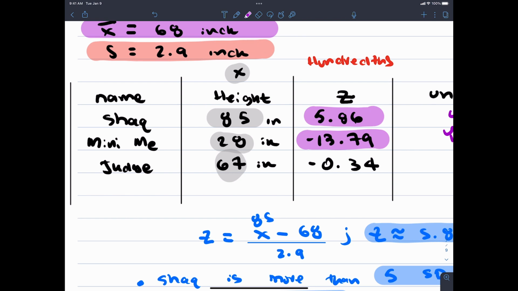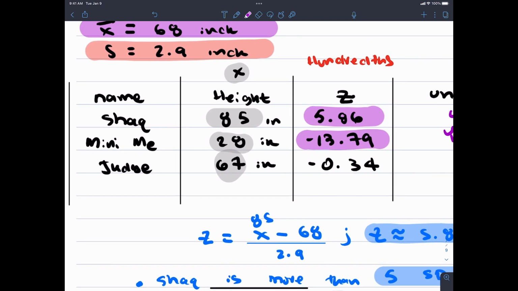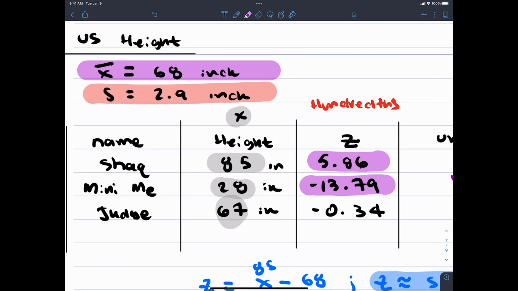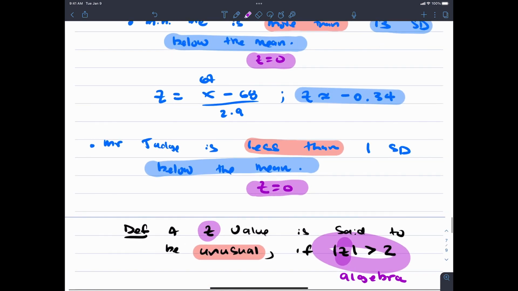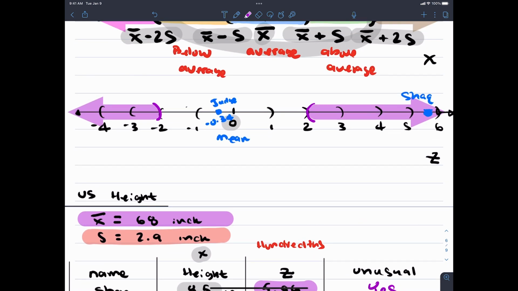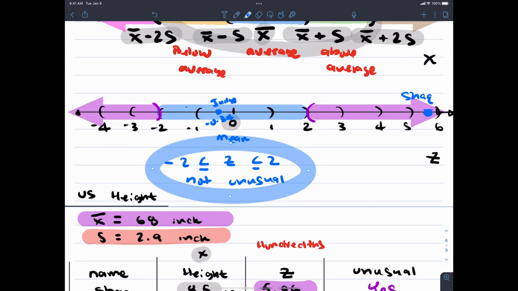Okay, so what do you guys think? Is Mr. Judge unusual in terms of his height? How do you guys know he's not unusual in his height? It doesn't satisfy the definition of being unusual. In fact, Mr. Judge is pretty much right here, in this region. Anything between negative 2 and positive 2 as a z-score, you're not unusual. And I guess if we include the endpoints, we could do that there. But Mr. Judge is not unusual in terms of his height.